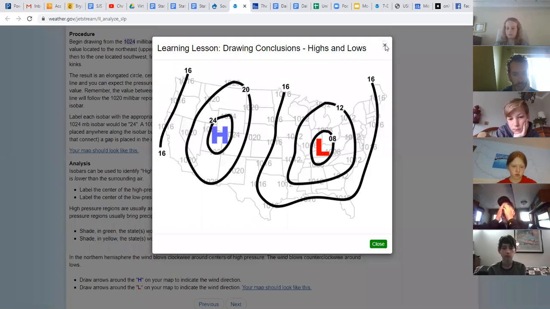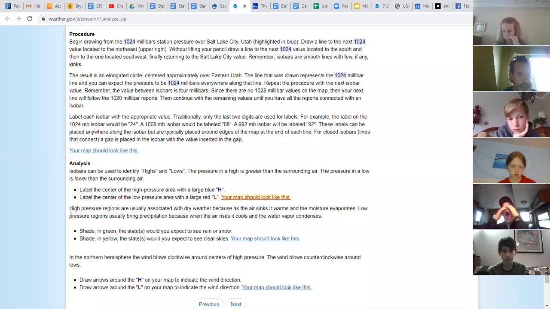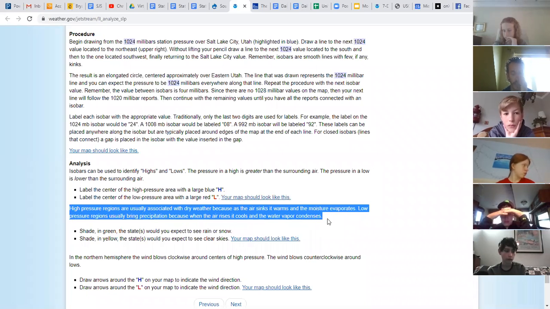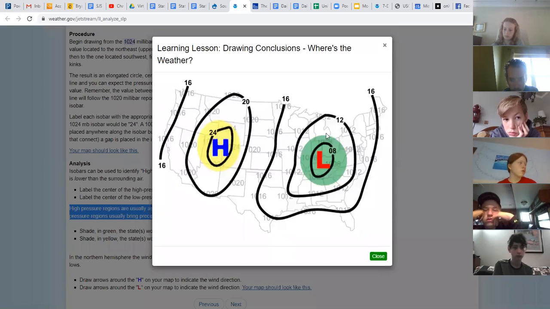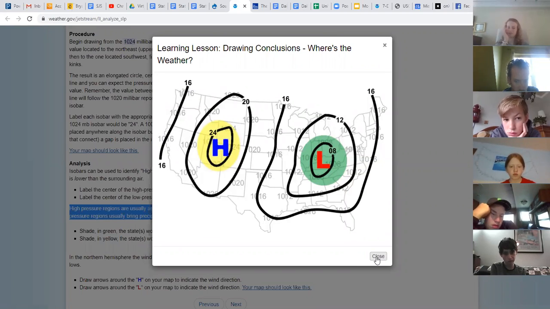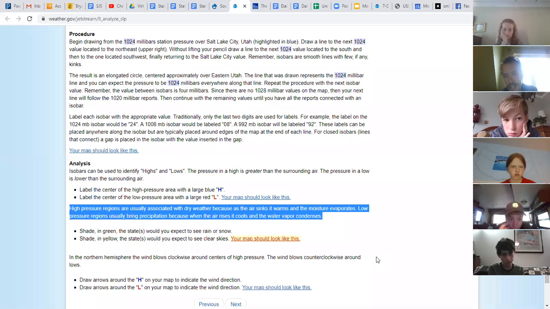But this is a review back to the notes that we took. This is important here. If you don't have your notes from earlier on, this is a repeat of what we put in those notes. High pressure regions are usually associated with dry weather because air sinks and moisture evaporates. Low pressure regions usually bring precip. So we would shade green around the L, indicating precipitation, and yellow just to represent nice dry weather. What kind of symbol would we anticipate to find on the map next to Missoula today?